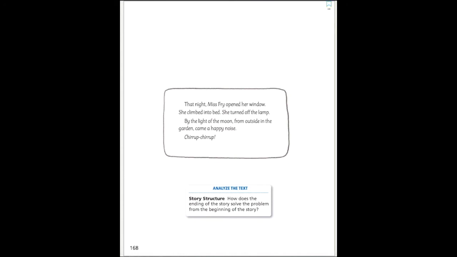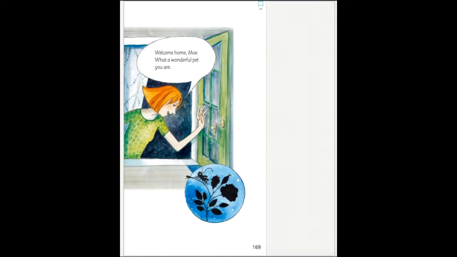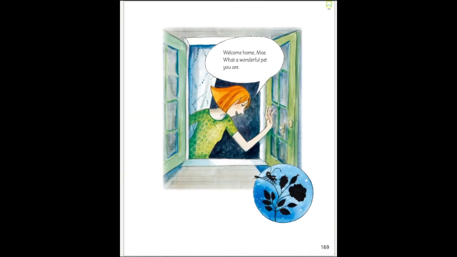That night, Miss Fry opened her window. She climbed into bed. She turned off the lamp. By the light of the moon, from outside in the garden, came a happy noise. Chirp, chirp. Welcome home, Mo. What a wonderful pet you are.